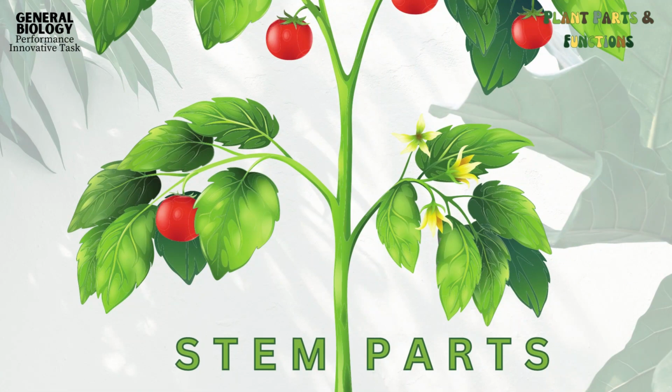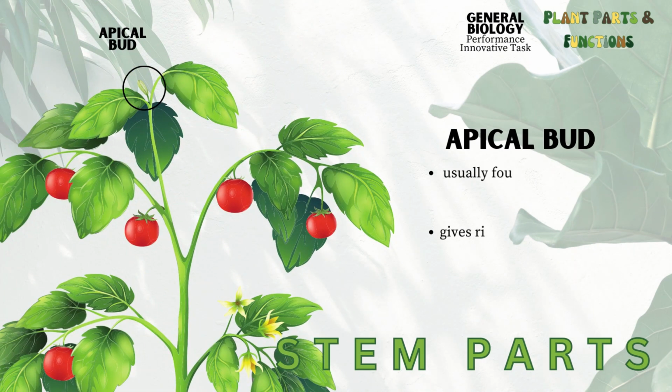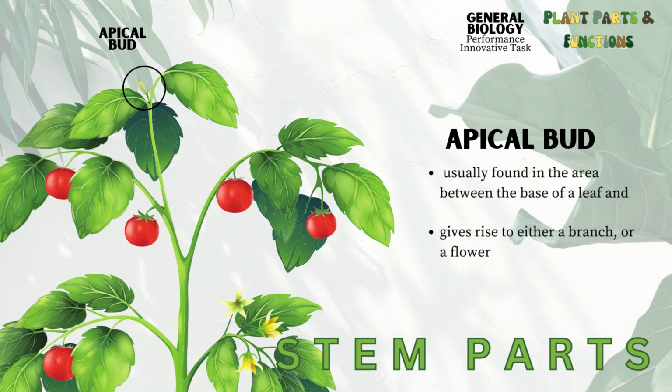Stem parts. Plant stems, whether above or below ground, are characterized by the presence of nodes and internodes. Nodes are points of attachment for leaves and flowers. Internodes are the regions of the stem between two nodes. The tip of the shoot contains the apical meristem within the apical bud. An axillary bud is usually found in the area between the base of a leaf and the stem, where it can give rise to a branch or a flower.